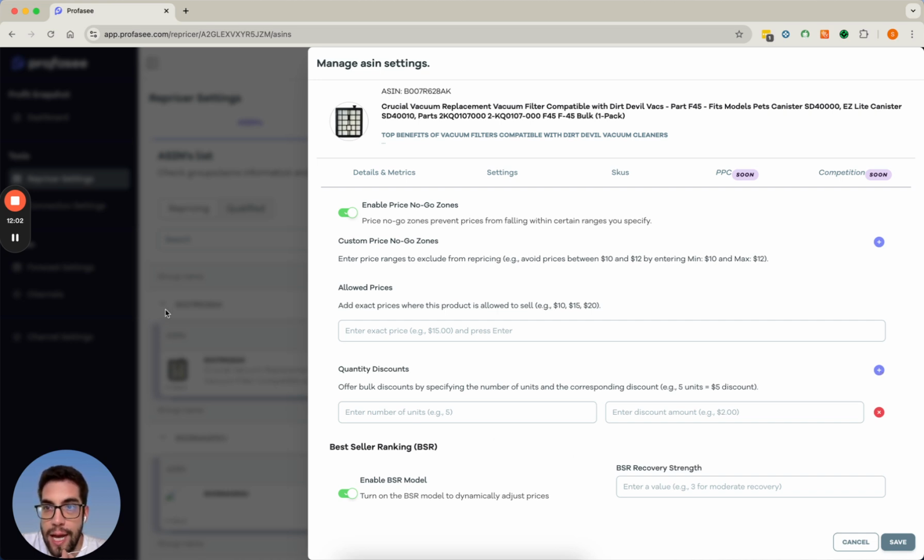Then lastly, we have the BSR recovery model. This should always be enabled, really. We automatically adjust pricing to recover your BSR if it drops below a particular threshold that the model has, and it will make sure that your BSR never gets affected.